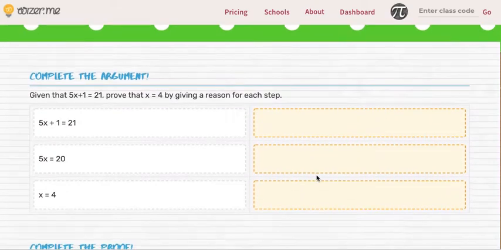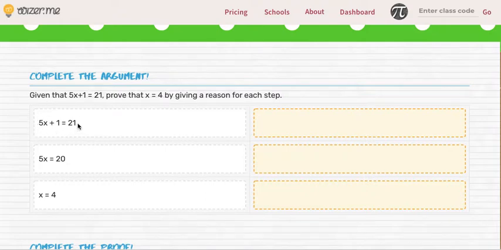So, the first problem was to complete the argument. Now, on this screen, you'll see that it's two columns. The first column is all the statements. The second column, which is hidden, is all the reasons for the statements. And you'll see that the problem says, given that 5x plus 1 equals 21, prove that x equals 4 by giving a reason for each step.